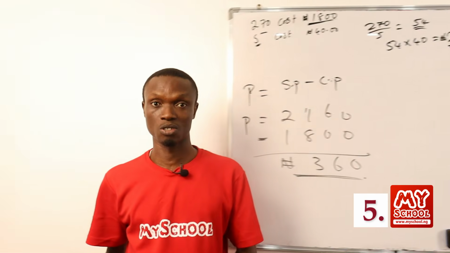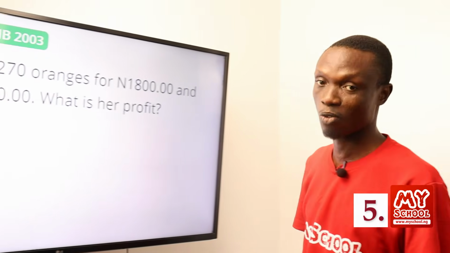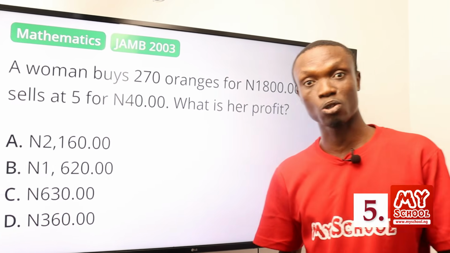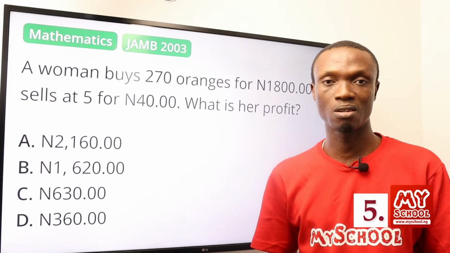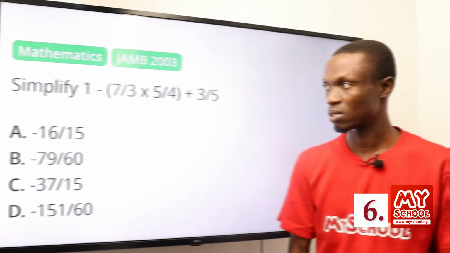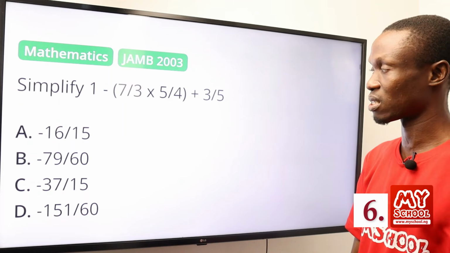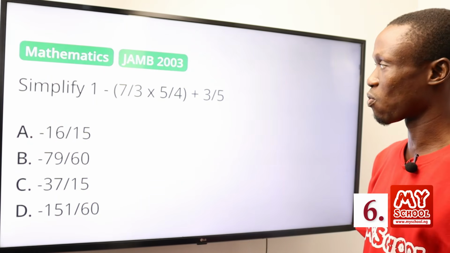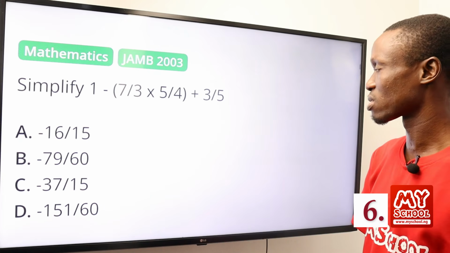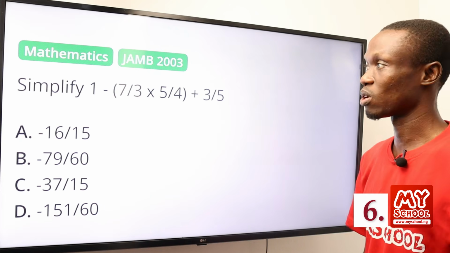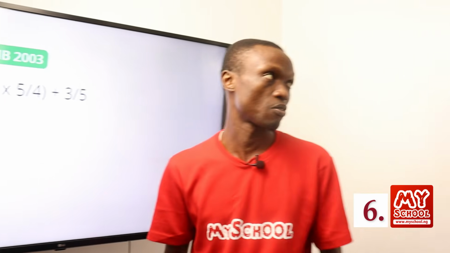So let's return back to the screen to pick the correct option for this question, and that is option D, 360 naira. Question 6. Simplify 1 minus bracket open 7 over 3 times 5 over 4 bracket close plus 3 over 5. So let's move over to the board to simplify that fraction.